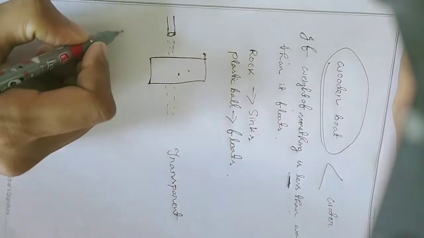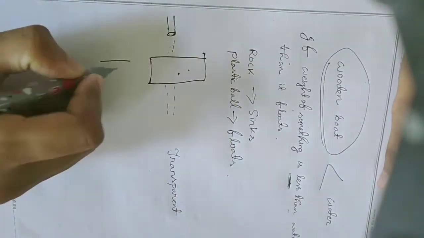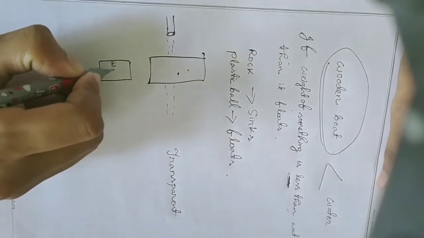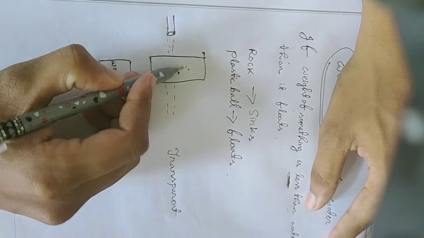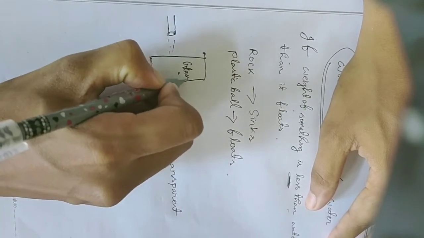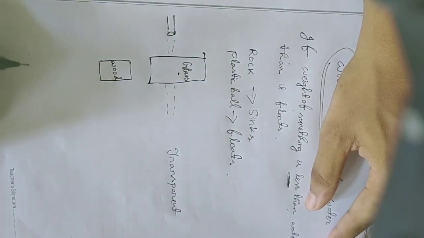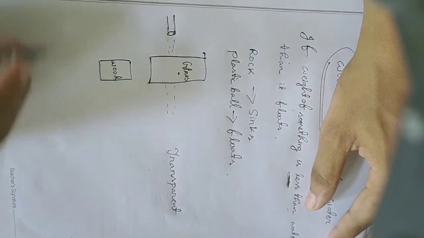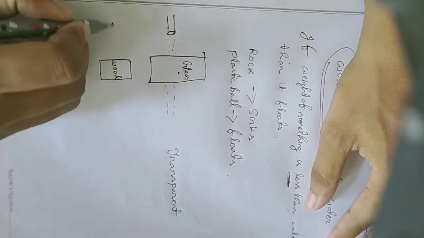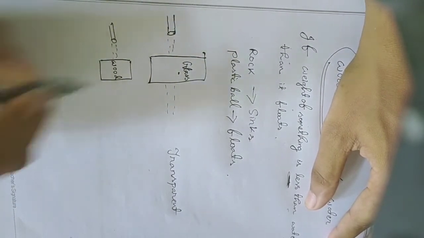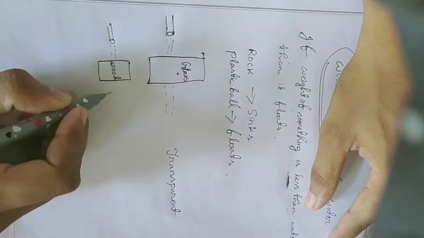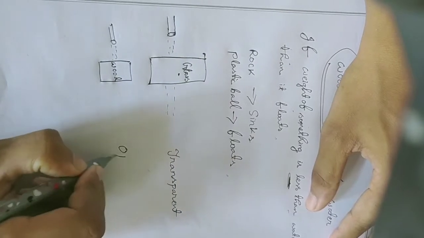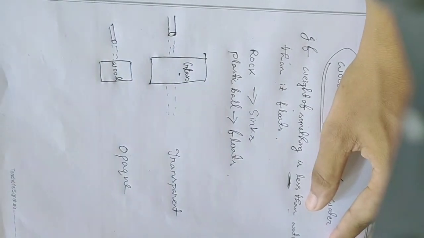If light does not pass through an object, for example wood. We took the example of a glass window here. Then let's take the example of a wooden window, a window made up of wood. Now if you apply a torch, the light will not pass through the wood. So if light does not pass through an object, we can call it an opaque object.